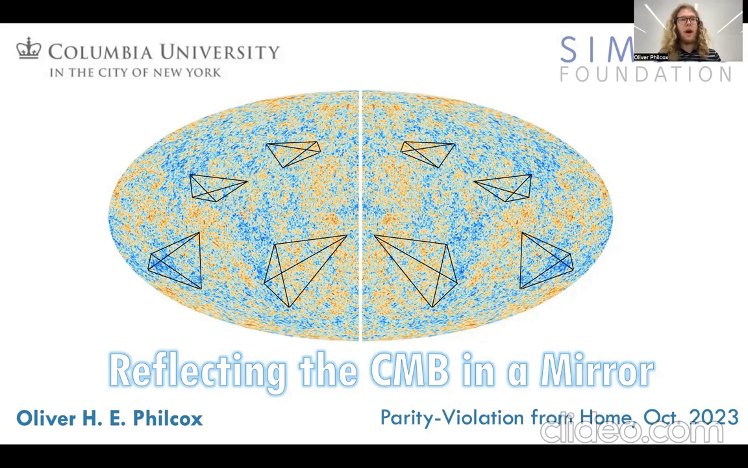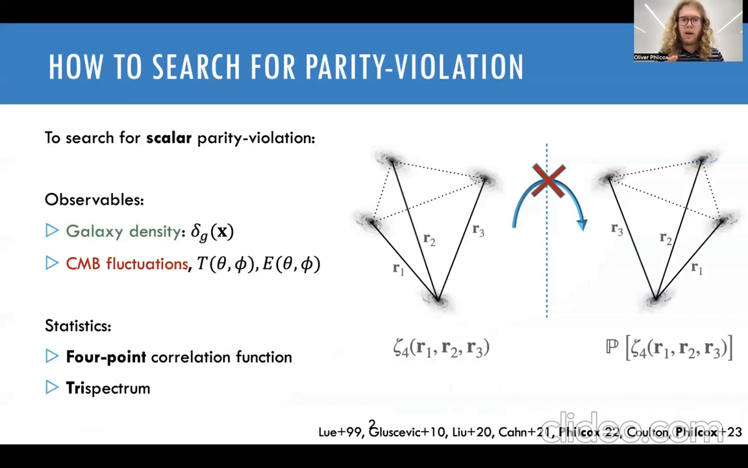During this talk, I'm going to give you a brief insight into some of the work I've been thinking about over the last year, concerned with how to search for parity-violating signals in a novel observable, the CMB temperature and polarization anisotropies. So let's begin by thinking more generally about how to search for parity violation.